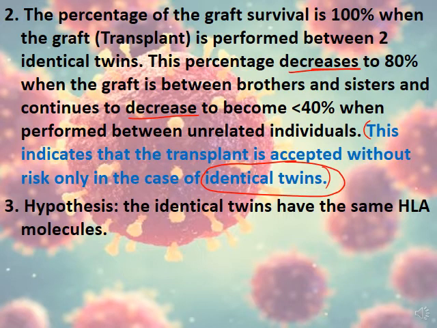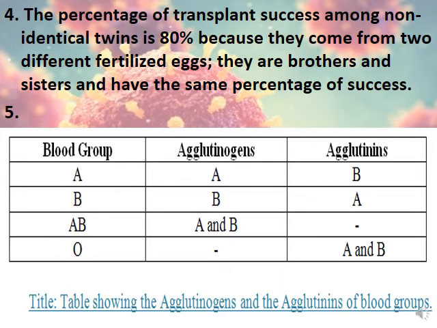Okay? Hypothesis, maybe the identical twins have HLA molecules. Moving to part 4, the percentage of graft success among non-identical twins is 80. Why? Because they come from 2 different fertilized eggs. They are brother and sister. They have the same percentage of success.